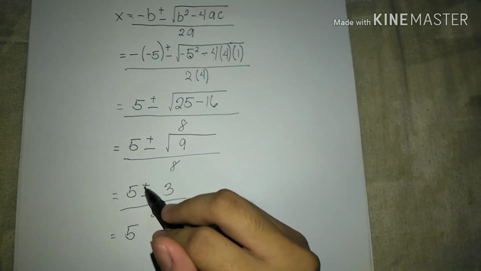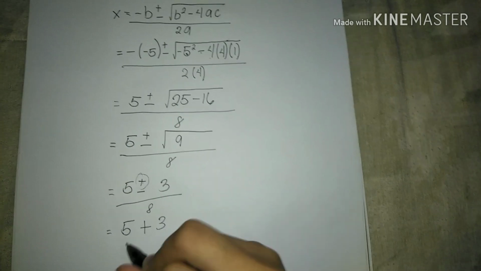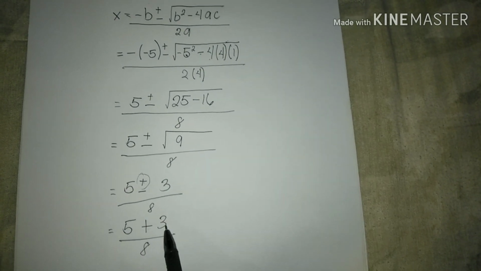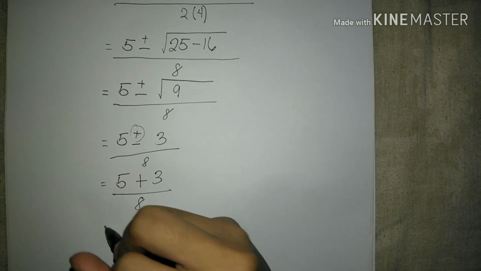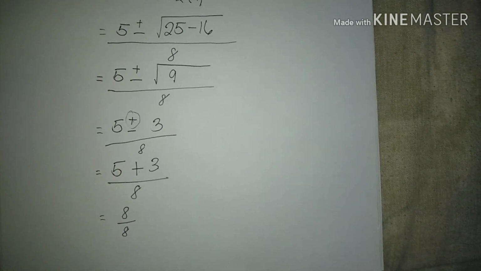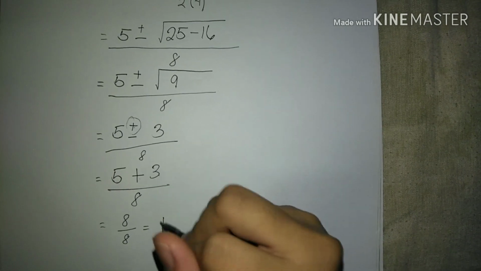Next. Positive 5 plus 3 over 8. 5 plus 3 is equal to 8 over 8. Then divide, it is equal to 1.